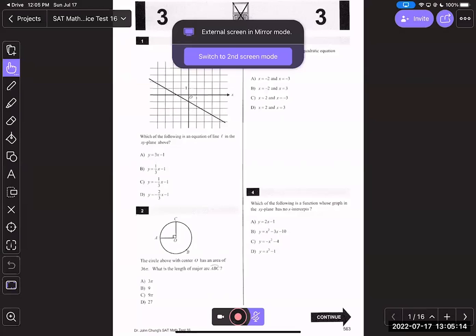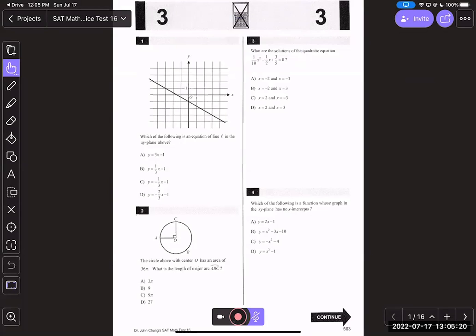So the way the SAT is structured is section 1 and section 2 are your reading and writing sections. And then section 3 and section 4 are your 2 math sections. Now, the reason why there's 2 different math sections is because section 3 is a no calculator section, while section 4 is a with calculator section.